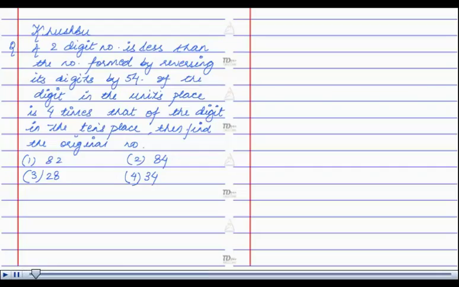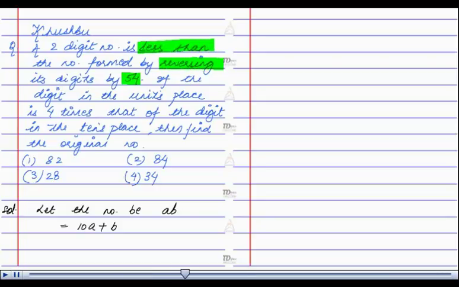Hello, I am Khushbu. The question is, a 2-digit number is less than the number formed by reversing its digits by 54. If the digit in the units place is 4 times that of the digit in the tens place, then find the original number. Since the number is a 2-digit number, let the number be AB, that is 10A plus B. It has been given that the number is 54 less than the number formed by reversing its digits.